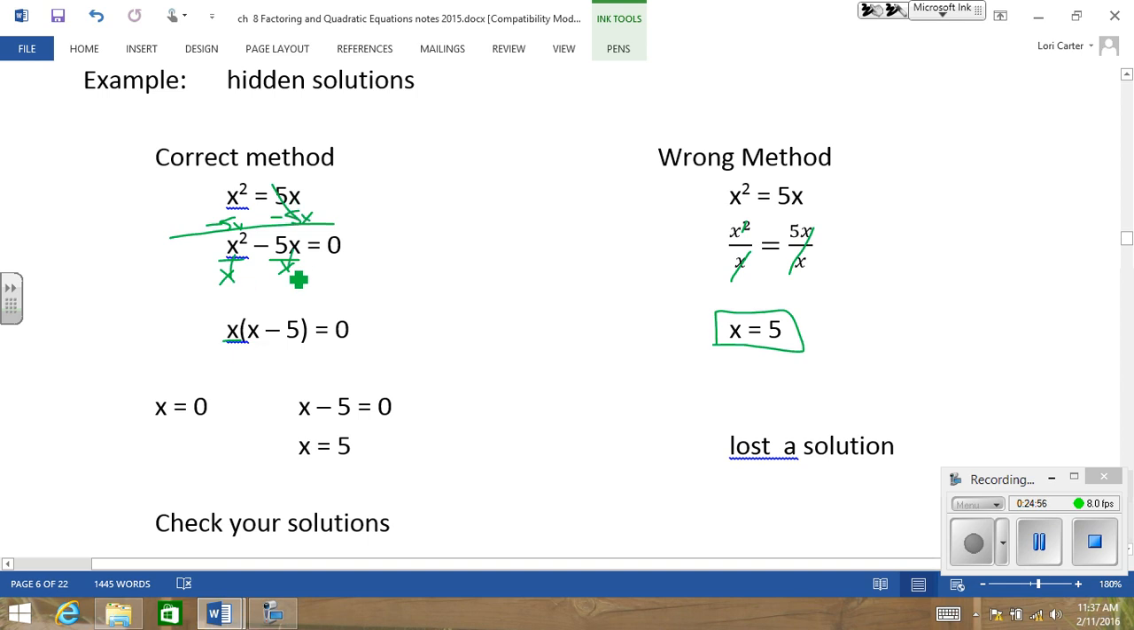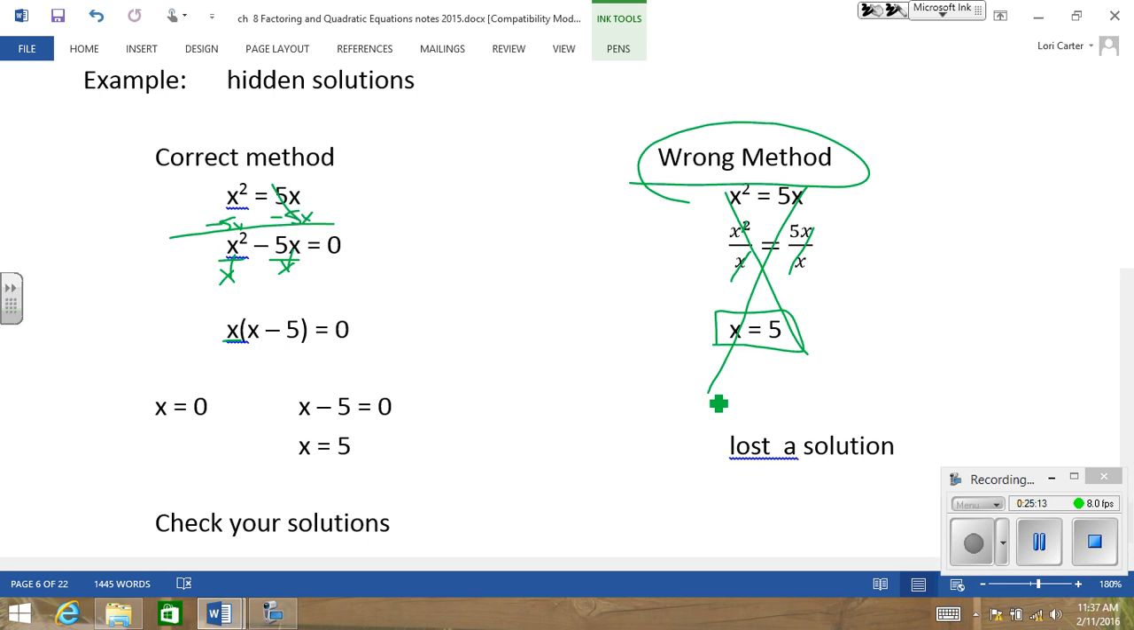Are we good so far? Wait, why would you have to do it the other way if it's the same answer? No, this is wrong. This will not work. You get one of your answers, but did you get both of your answers? You have to be able to get them both. So now, this is one thing, and this is your second. So you have to set them both equal to 0.